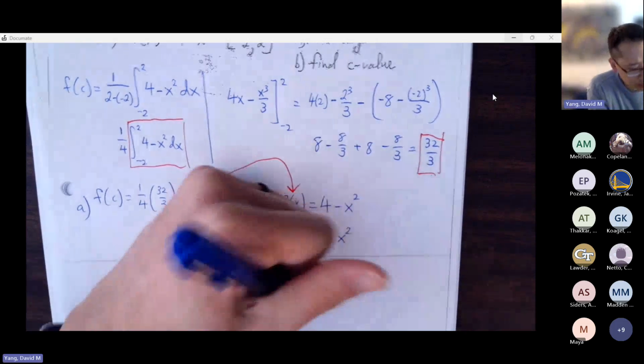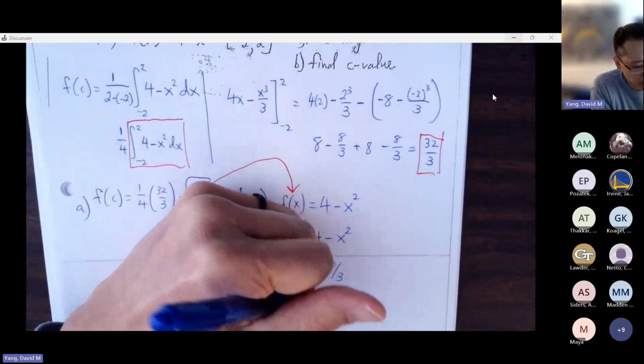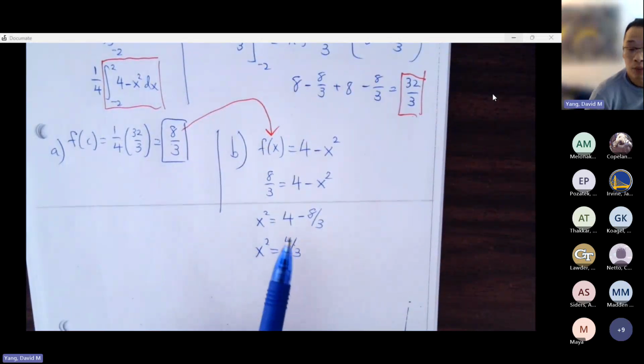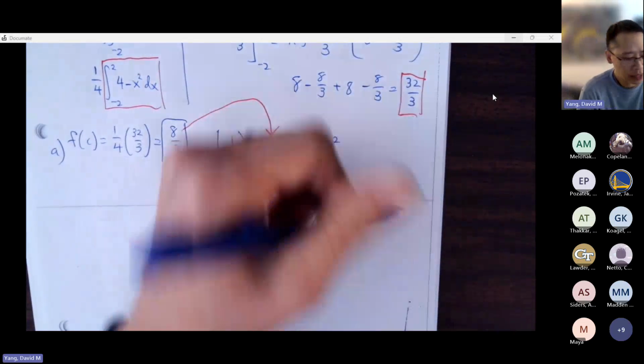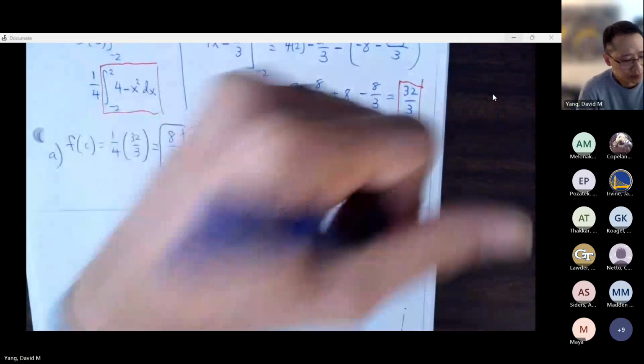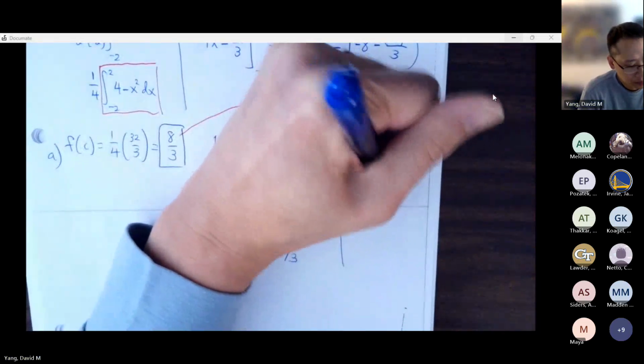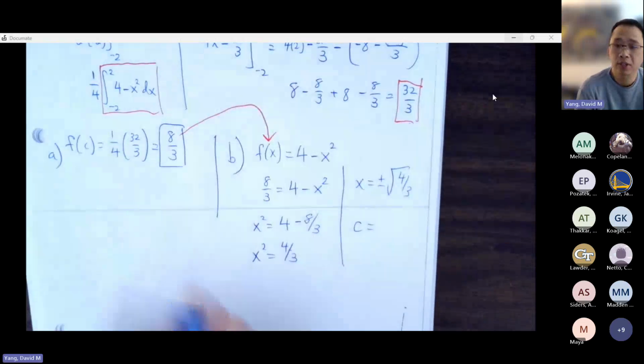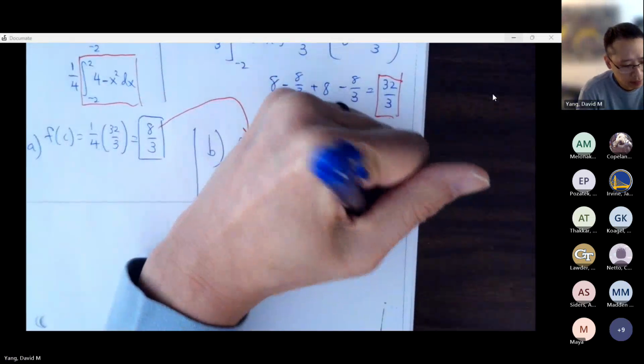So we get x squared equals 4/3, because this is going to be 12/3 minus 8/3, which is 4/3. Take the square roots. So C is equal to plus or minus 2 over √3.